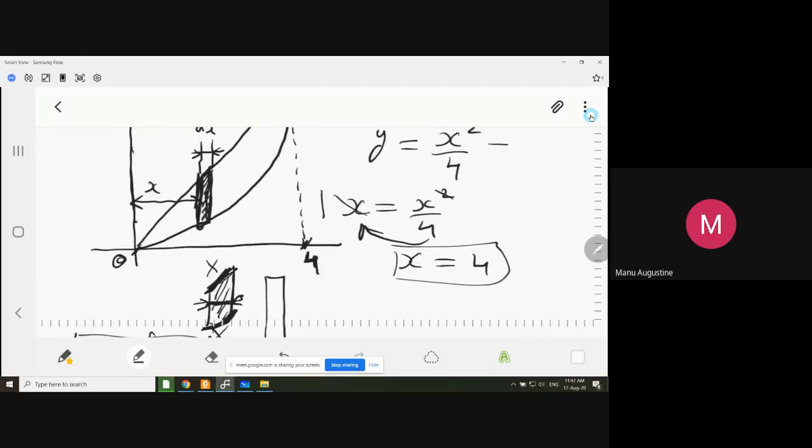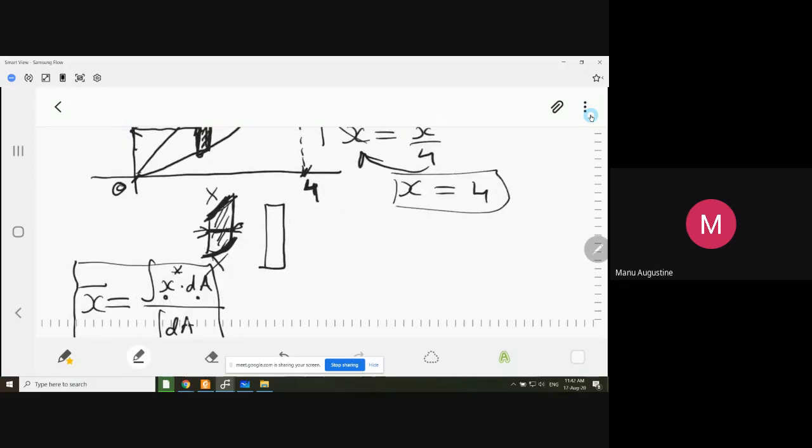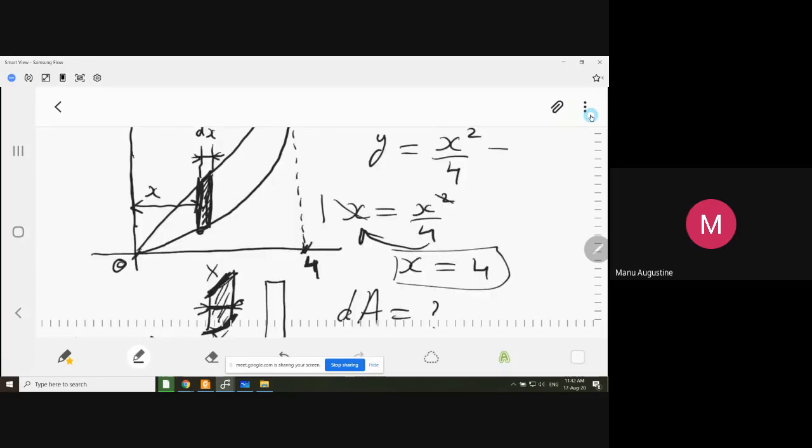Okay, so what I have to do is find dA first. So tell me, how will I find dA? dA means the area of this shaded rectangle. Now, if I have to find the area of this shaded rectangle, what I need is this height as y2 and this height as y1. And eventually, if I subtract y1 from y2, I will get the height of the rectangle. This is the height of the rectangle.